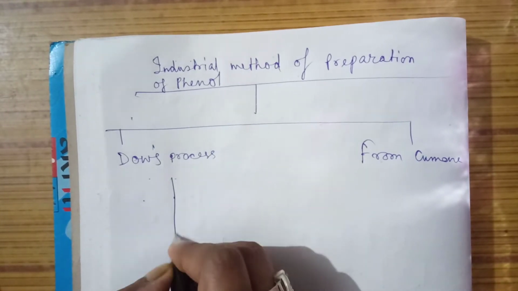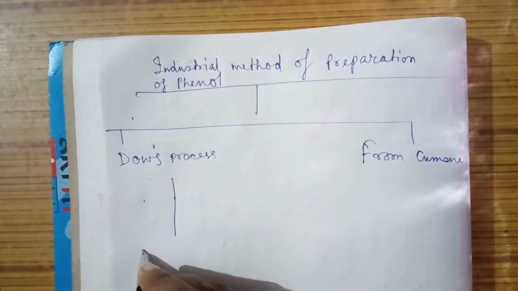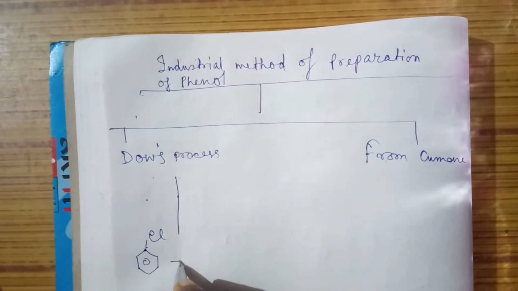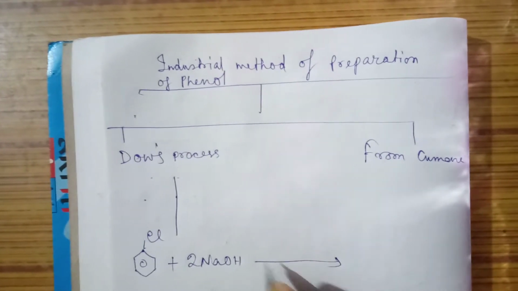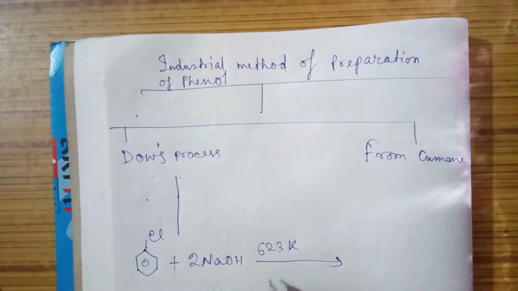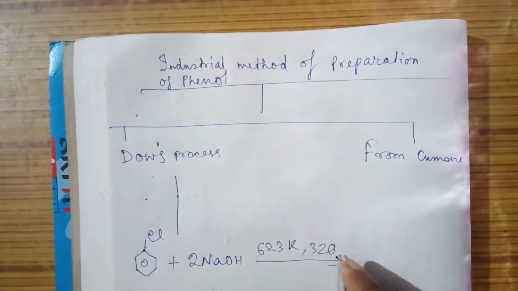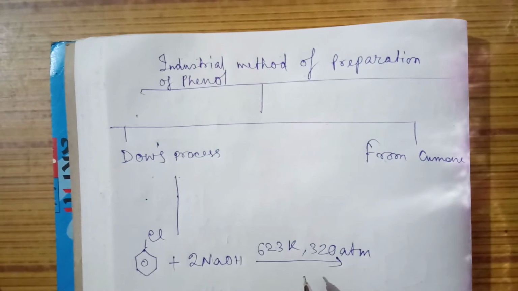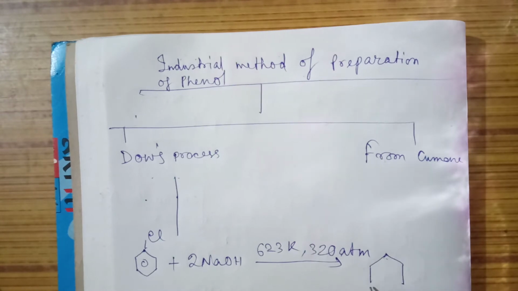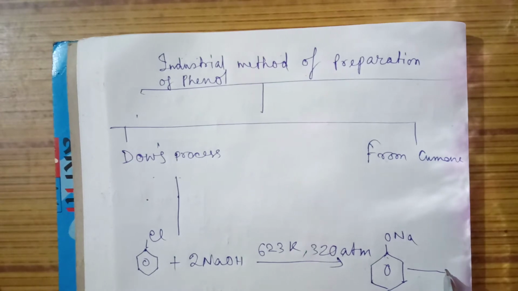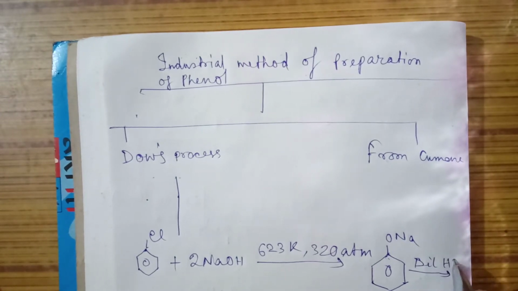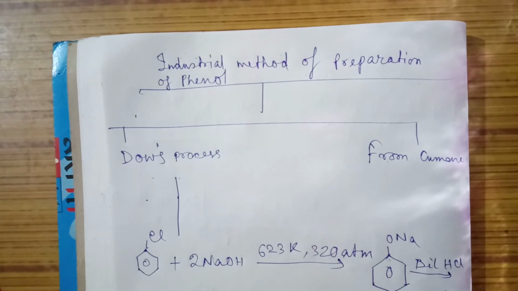Dow process means what? In this case, we have to take chlorobenzene. Chlorobenzene, if reacting with sodium hydroxide at 623 Kelvin temperature and 320 atmosphere, very drastic conditions, then first of all sodium phenoxide will be formed, and then again hydrolysis with dilute HCl. You will get what? Phenol.